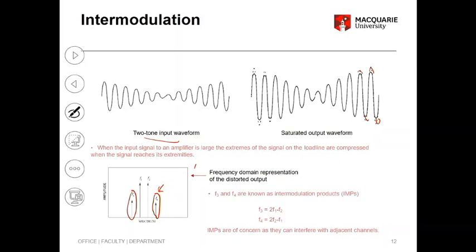So if you have tones F1, F2, this F4 will be 2F2 minus F1. And this would be 2F1 minus F2. So for example, say this is 100 megahertz and this is 120 megahertz. Okay? And if you are asked to find out the third order intermodulation frequencies, this frequency would be 2 times 120 minus 100, which is 240 minus 100, 140. So this is 140.